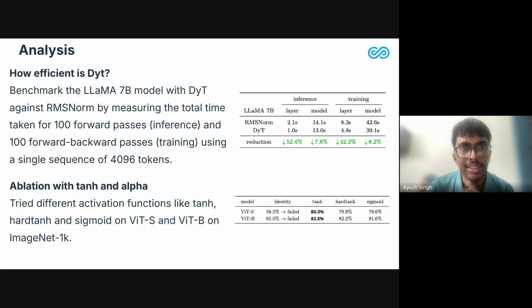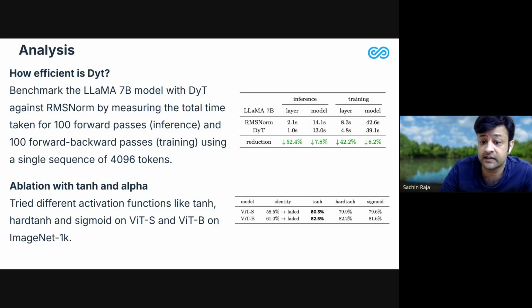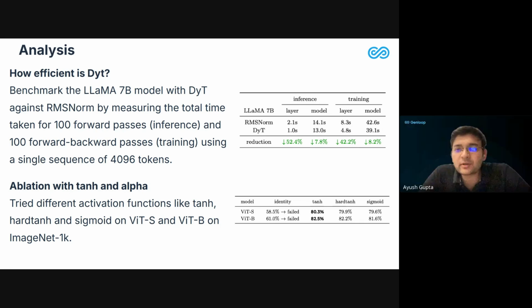Okay, let me check in just a minute. Maybe I missed it. I think this is the overall latency for inference. Sure, but what is it for a layer? What is it for the model? It makes sense, okay. But what is this layer latency? Just a minute.